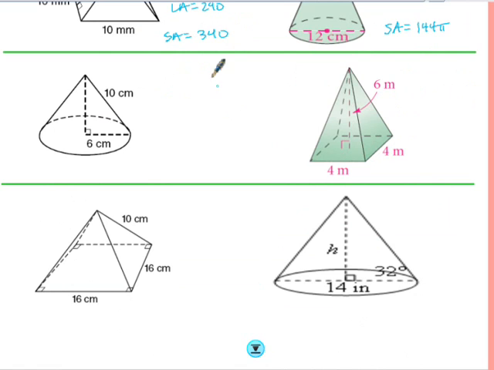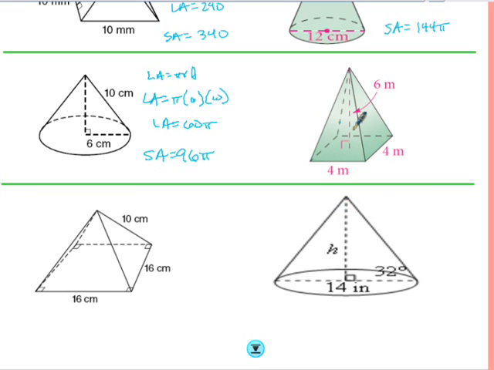Let's try another one. So again, pi RL, lateral area is pi RL. So here the lateral area is pi times 6 times 10. Not really complicated, okay? That's 60 pi. And then the surface area just includes the area of the base, which in this case is 36 pi, so that's 96 pi. All right?